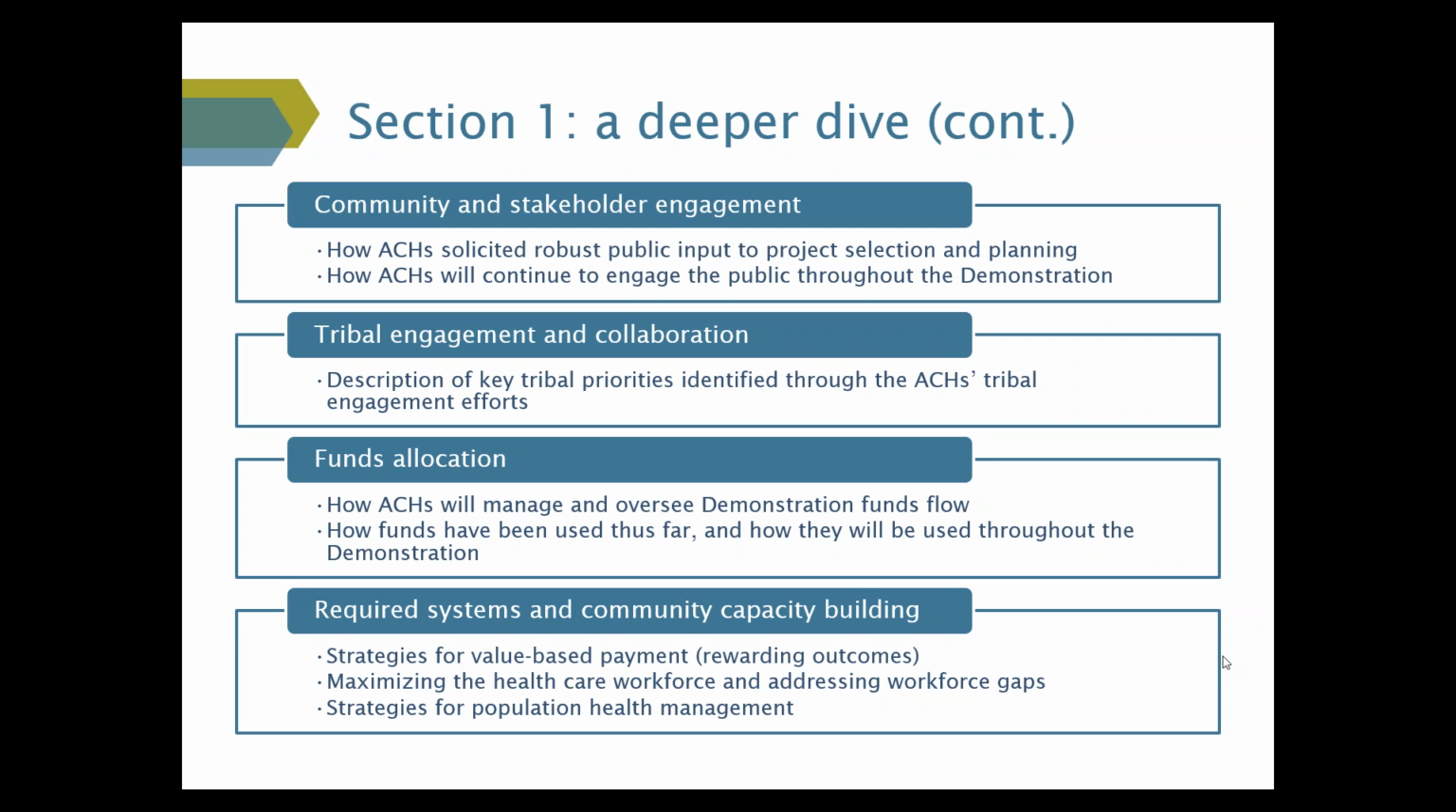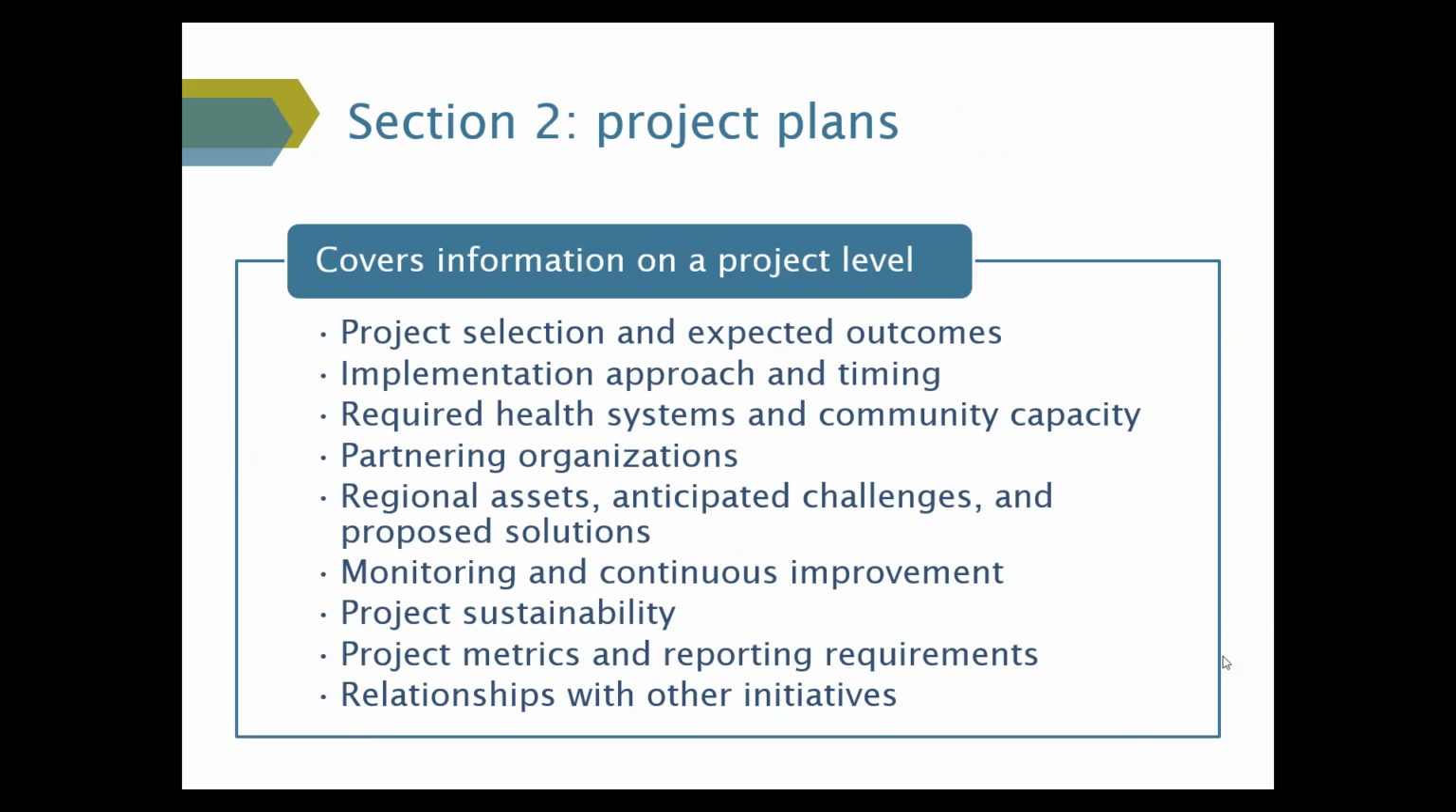So we closed out on the first section, which focuses on the ACH level, and then moving on to the second section of this project plan template is really at that project level. So as I mentioned at the top, for each project that an ACH selects, and they will be selecting a minimum of 4 and up to 8 projects, they will be submitting a section 2 for each project. And so each of these section 2s really focus at that project level and cover 9 important areas in that specific project. So we'll walk through again, similarly as we did with section 1, really what's being looked for in each of those sections. So let's move to the next slide as we go a little bit deeper.